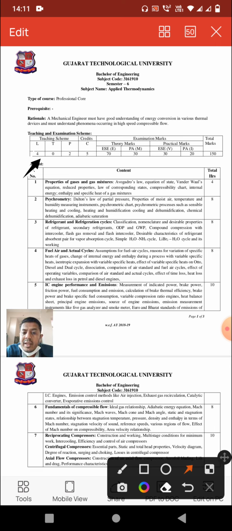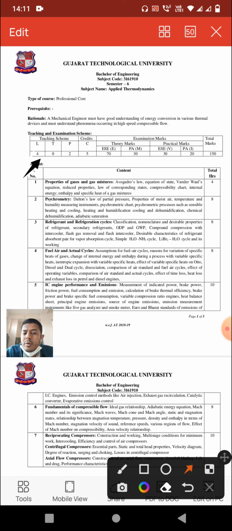The fourth chapter is fuel, air and actual cycles. In this chapter we will study air-fuel cycles and different processes in different cycles like the Otto cycle, diesel cycle, and dual cycle. The effects of these different variables we will also study in this particular chapter.